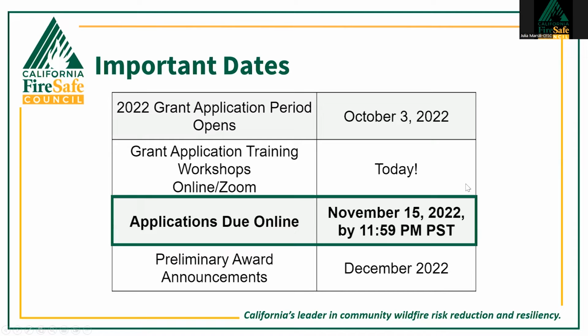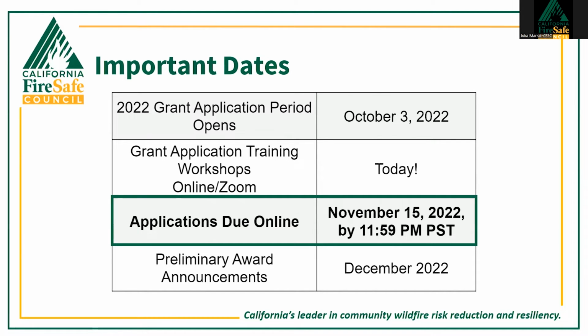Just some important dates for you to keep in mind. So the grant application period opened on October 3rd. Today is obviously our workshop or our webinar. The applications are due online by November 15th at 11:59 p.m. Pacific Standard Time. So Zoom grants will shut off the applications at midnight. You will not be able to submit. There really isn't a workaround for that. So please make sure all of your applications are in by that time.